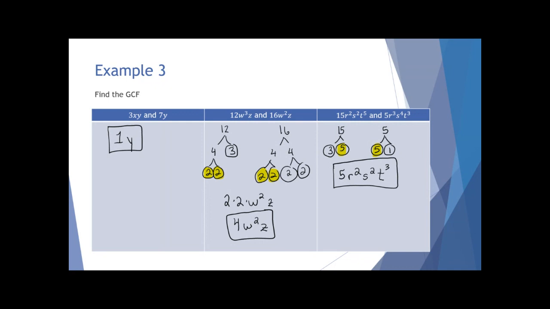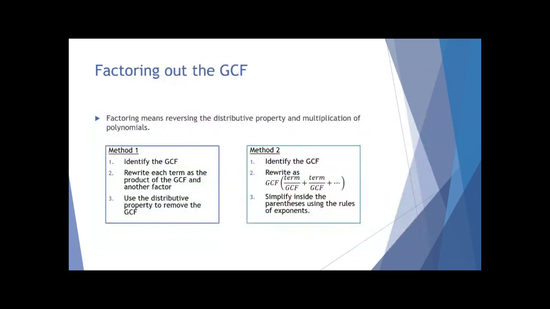So the whole reason we need to figure out what the greatest common factor is so that we can factor that out. And so factoring means reversing the distributive property and multiplication of polynomials. So when we have the distributive property, let's say I have 2x times x squared plus 5. So each of these are factors.